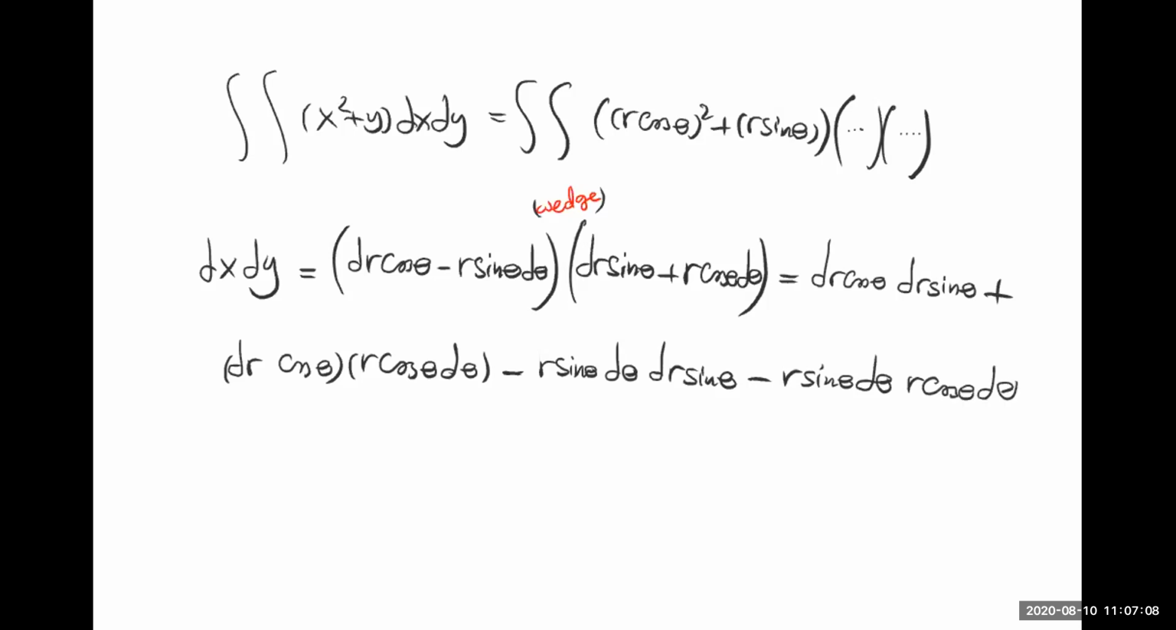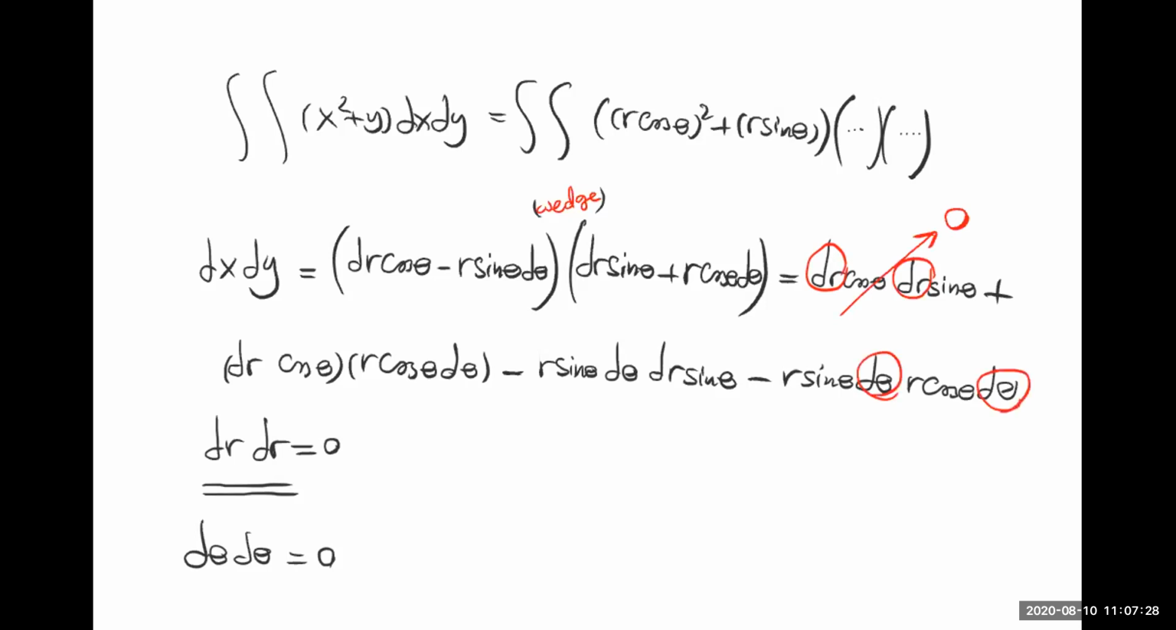Now I'm going to tell you one important rule. Whenever we have dr and then dr again, it is 0. When we have d theta and d theta again, it is also 0. So here, we have dr multiplied by dr, that's 0. And here we have d theta multiplied with d theta, that's 0.